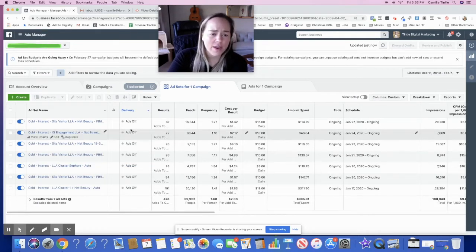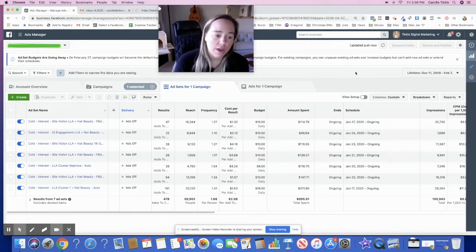Again, so add to cart optimization, that is something in terms of the structure that can really help take the cold audiences that are first being introduced to your business. That's really holding their hand through the journey to actually purchasing. So this can make a big difference in terms of your ROAS.